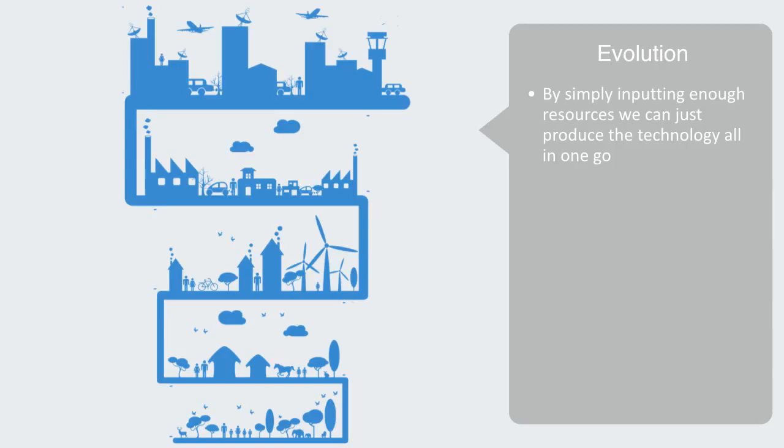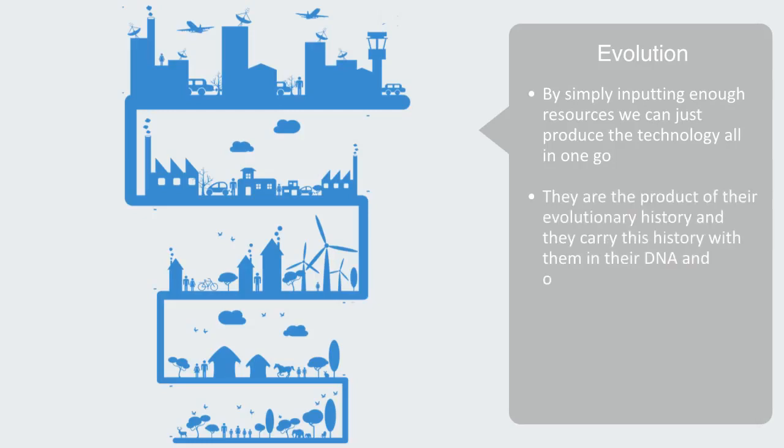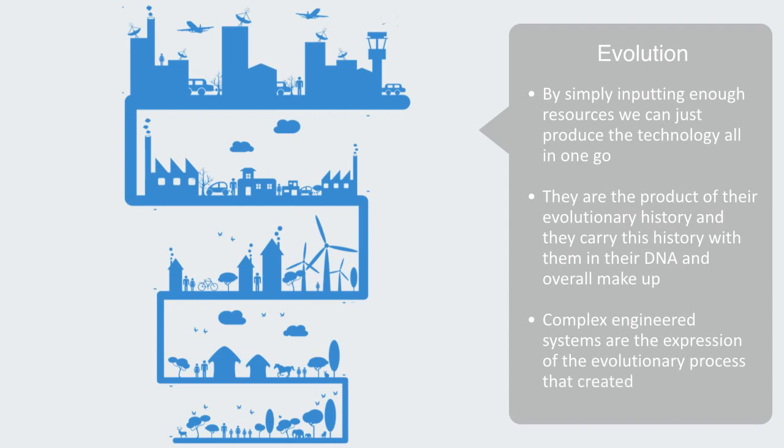The important thing for us to note here is that they are the product of their evolutionary history, and they carry this history with them in their DNA and overall makeup, in the same way that the fridge is the expression of the design that created it. These complex engineered systems are the expression of the evolutionary process that created them.